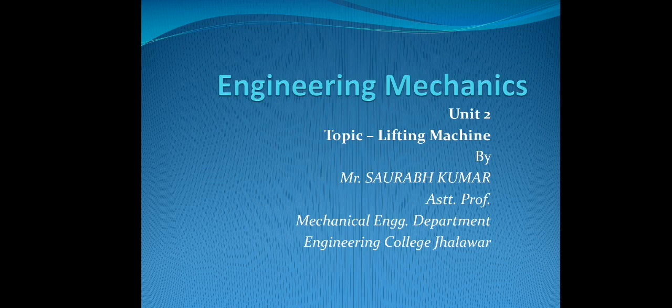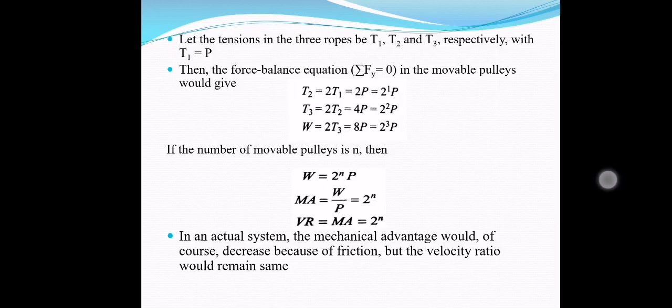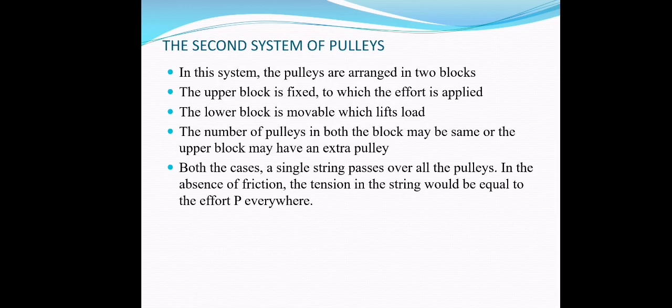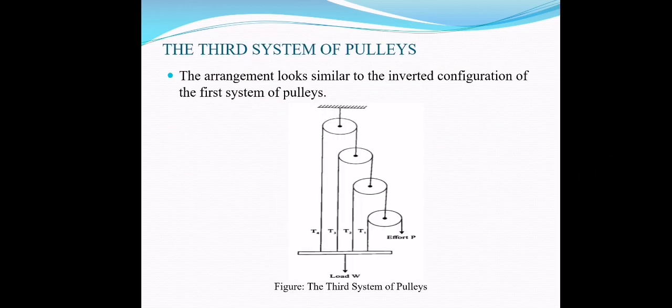We are continuing our topic lifting machine in subject engineering mechanics. We already understand what is the first system of pulley, what is the second system of pulley, and now we are going to understand what is the third system of pulleys. It is similar to the first system of pulleys. It is just the inverted configuration of the first system of pulley.